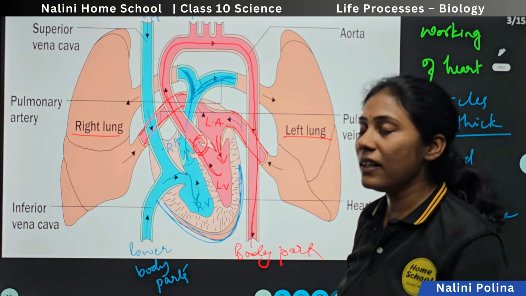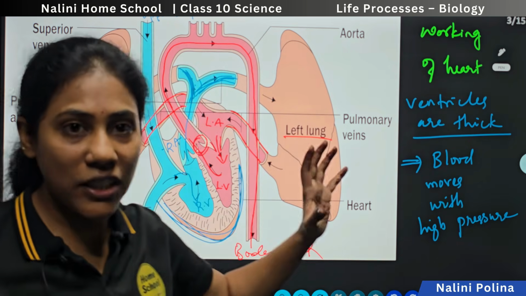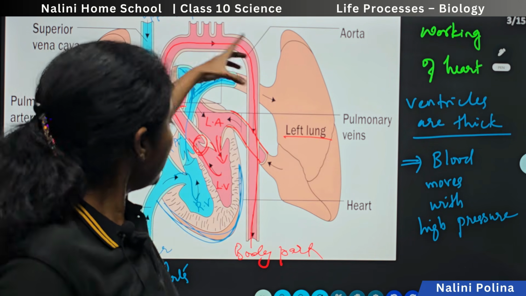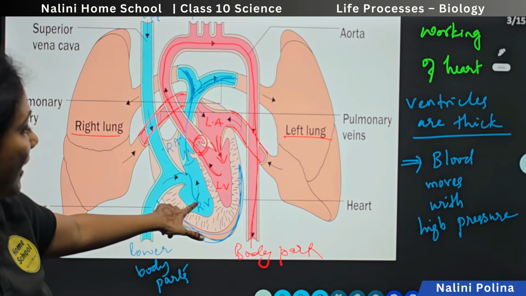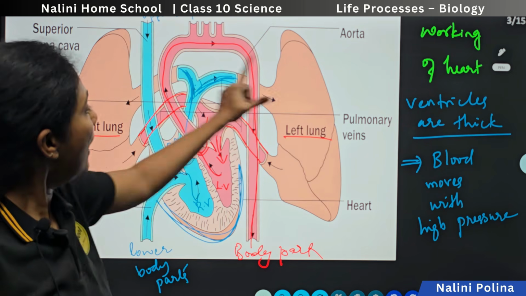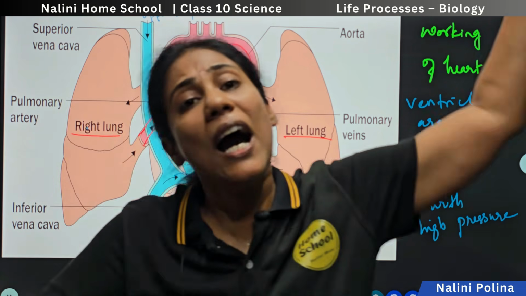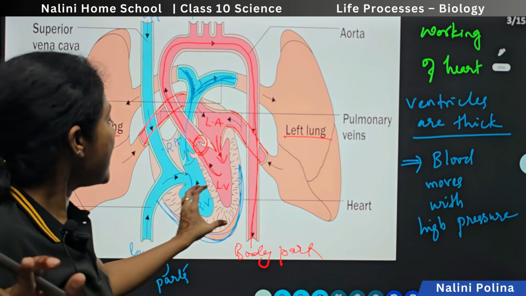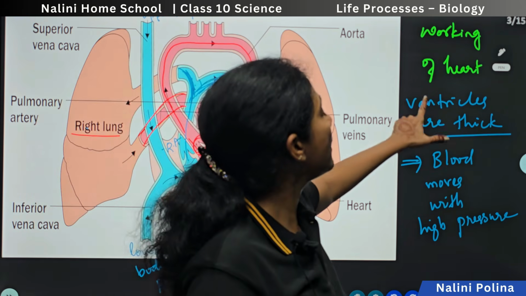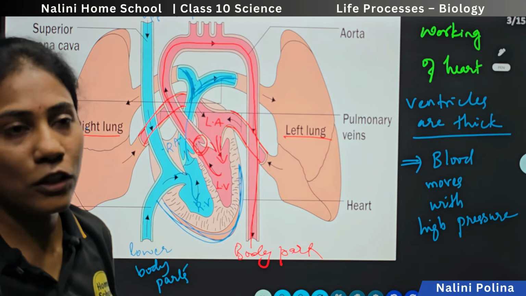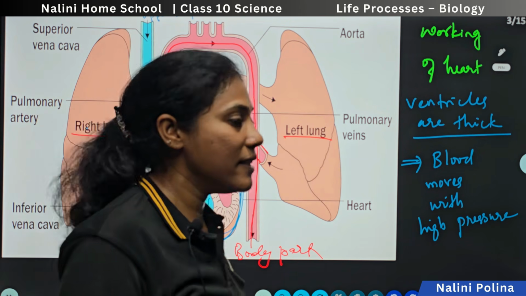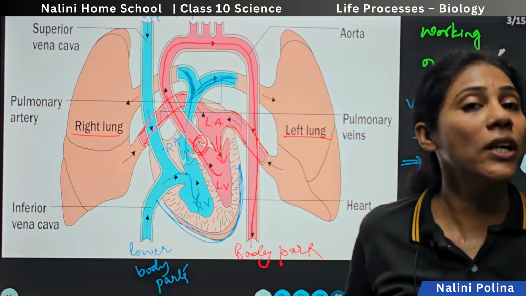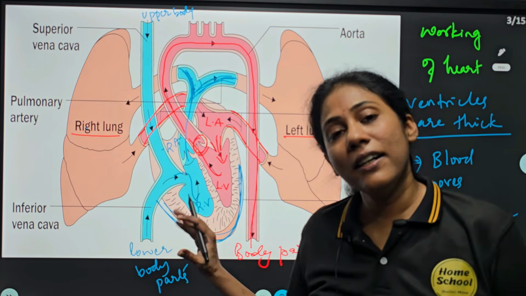So from both the ventricles, the blood is moving out of the heart. From the left ventricle, the blood is moving out to the body parts. From the right ventricle, the blood is moving out of the heart to the lungs. When the blood moves from the heart to the lungs or body parts, it happens with very high pressure, so the walls have to be really strong. That's the reason the ventricular walls are very thick. These are the different points, and this is the aspect of the human heart and its working, which is very important to remember, guys. So that's all about the concept.